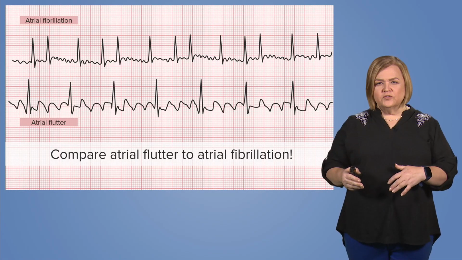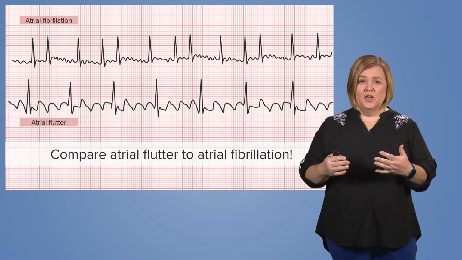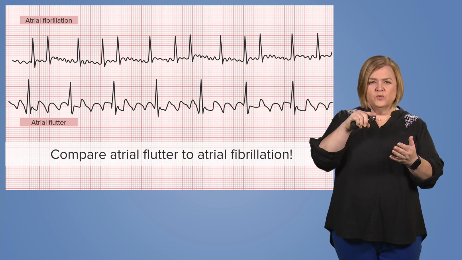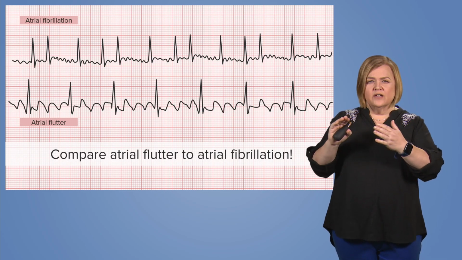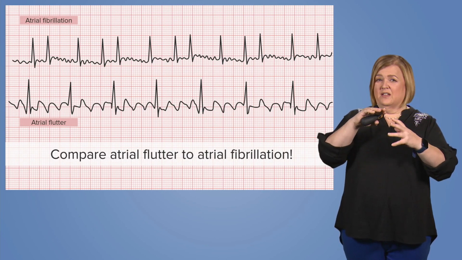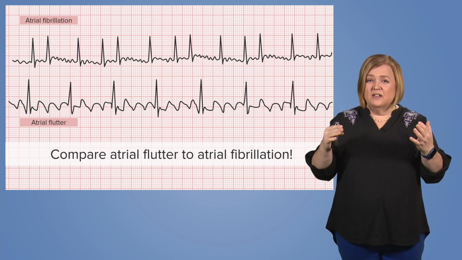So compare atrial flutter to atrial fibrillation. Look at that. With atrial flutter, we've got these fairly consistent waves in between the QRS complexes. But in the atrial fib strip, we've just got trash, right? There's no real discernible waves, things that we can measure.